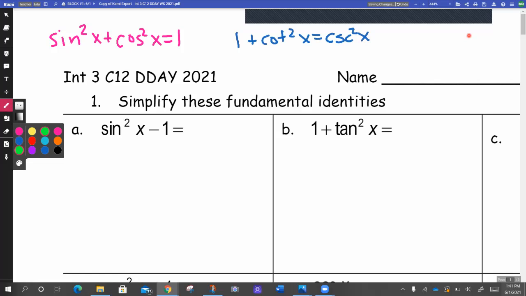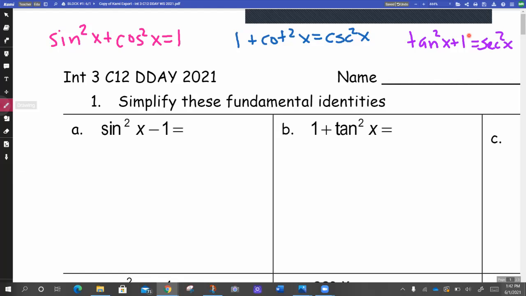If I would have taken that same equation and divided everything by cosine squared, I would have ended up with tangent squared x plus 1 is equal to secant squared x. So these are Pythagorean identities that you're going to be seeing some of this. So this one right here is going to help me with this one.